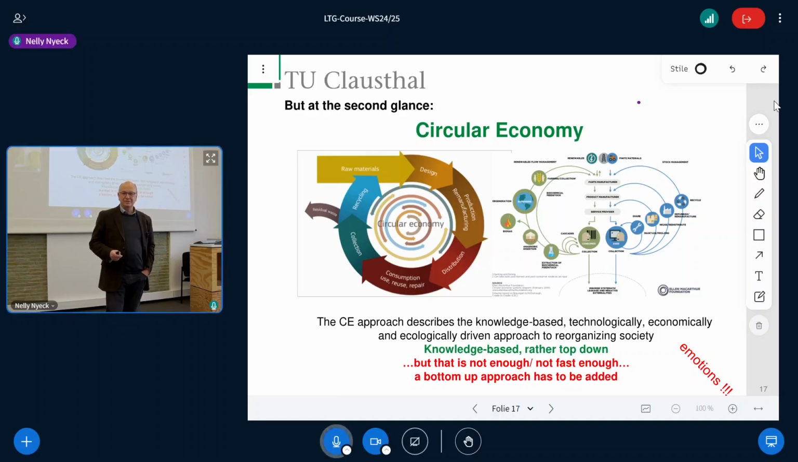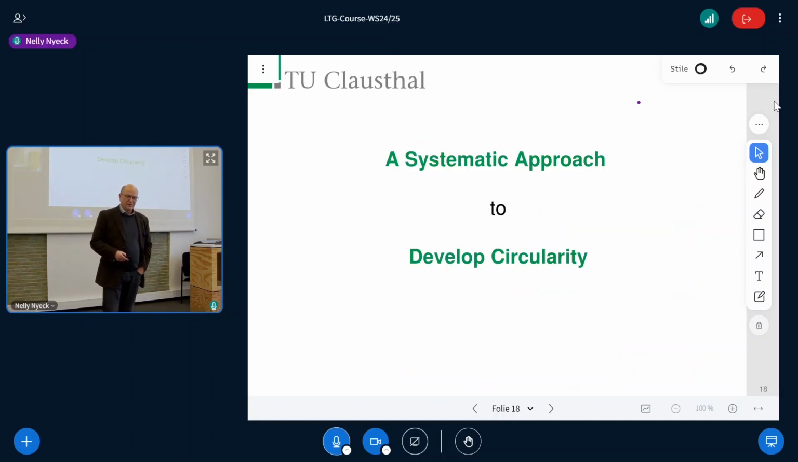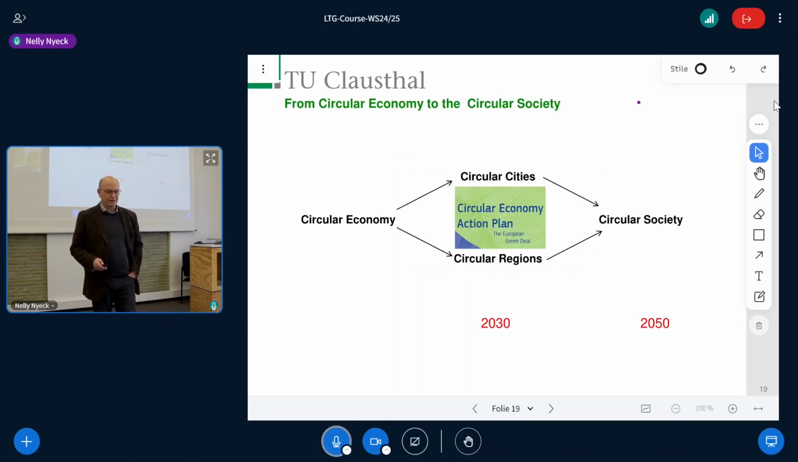We also need the complete population to work with us. And that means we have to look also at emotions. Besides knowledge-based, rather top-down, we also need a bottom-up approach that has to be added, and we have to activate people. So that means a systematic approach to develop circularity.